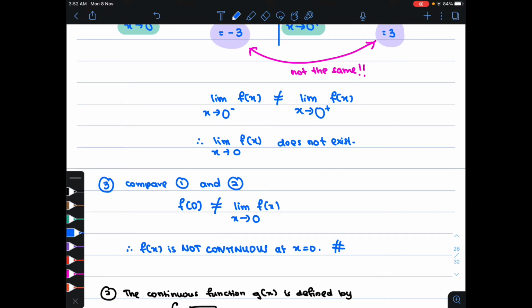So you need to understand that in order for a function to be continuous at a point, all three conditions must be met. But for this one, you can see that the third condition fails. That's why it is not continuous.